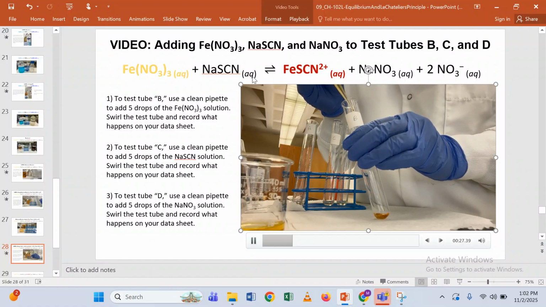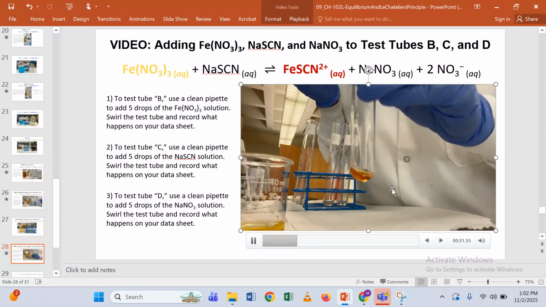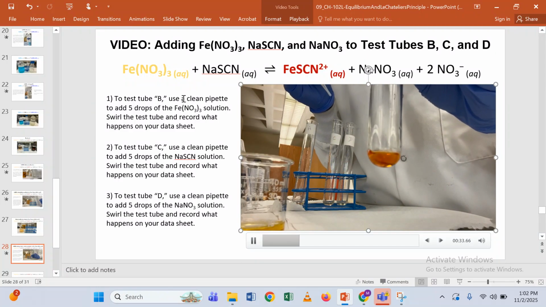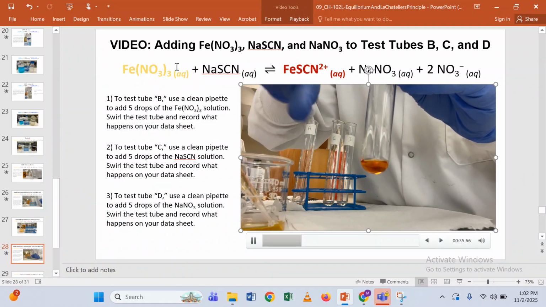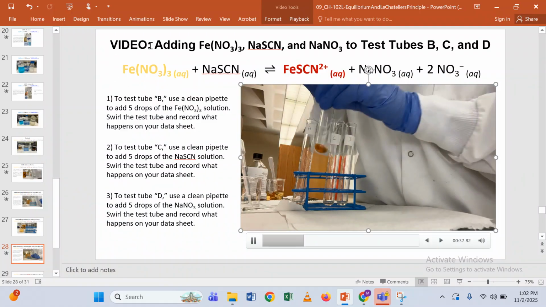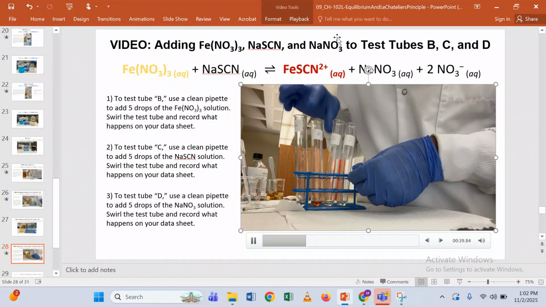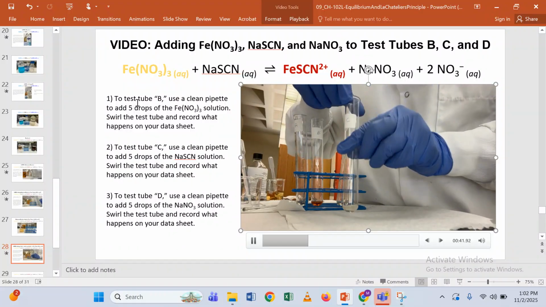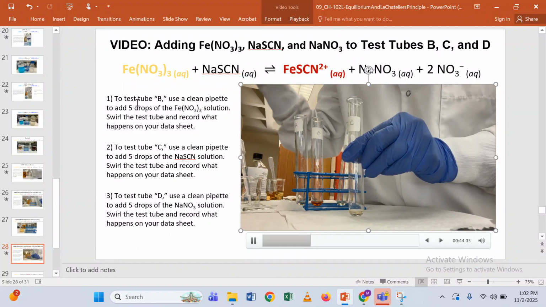Let's see. Look at that. It's becoming much, much more red. See? So you add something on the left side. You add a reactant and it shifts to the right. So for B, it's a right shift. So make sure to write that in your lab report.